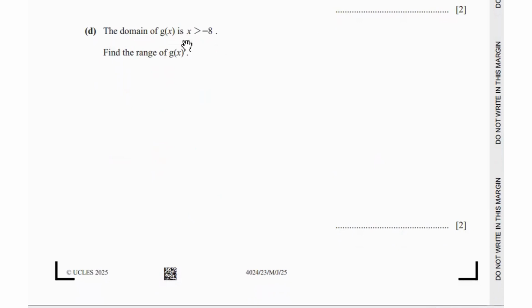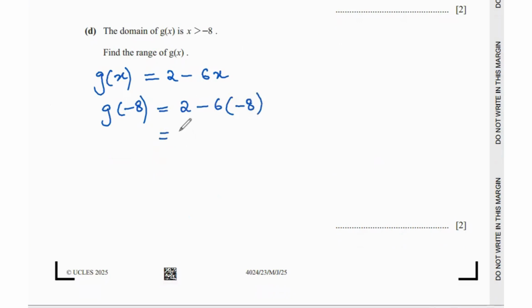Then the domain of g of x is greater than negative 8. Find the range of g of x. So if x is greater than negative 8, g of x was given as 2 minus 6x. So if we substitute negative 8 over here, that gives us 2 minus 6 times negative 8, which is 2 plus 48, and that's 50.